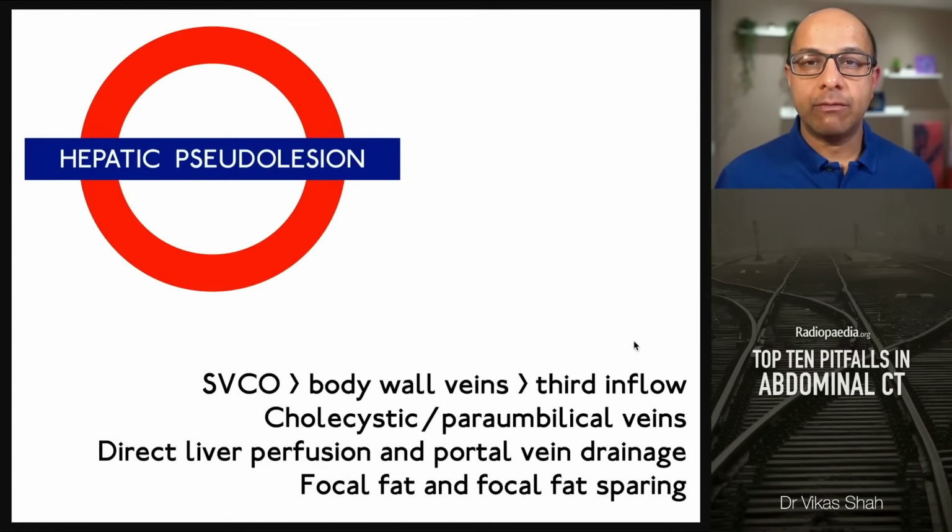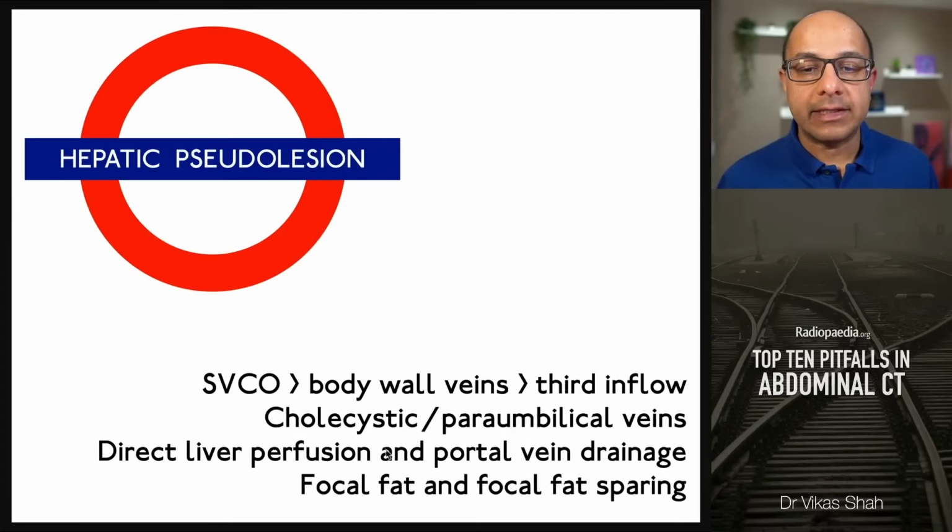Well, in the liver, your two main sources of blood are the hepatic arterial system and the portovenous system, but in fact there is something known as the third inflow, of which the chief system are the paraumbilical veins, but also the cholecystic veins. So they provide an alternative means of blood flow to small parts of the liver.